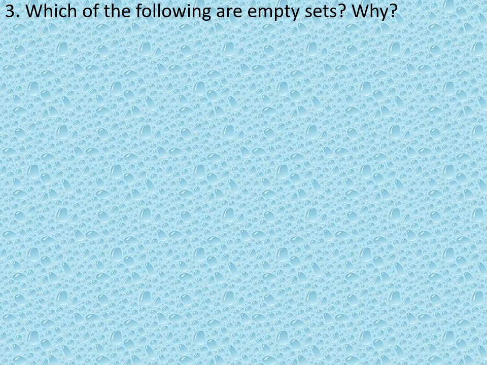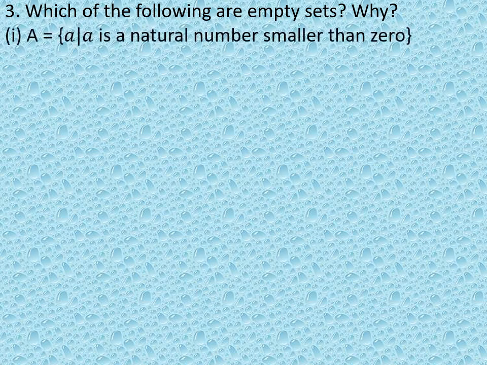Question number 3. Which of the following are empty sets and why? Set A is equal to {a such that a is a natural number smaller than 0}. We all know that natural numbers start from 1, 2, 3, 4 and go on infinitely. So there is no natural number which is smaller than 0. So here set A is an empty set.